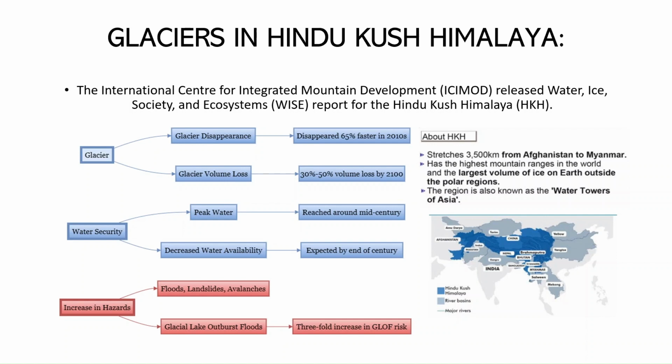declining. And also, the floods, landslides, avalanches, and the glacial lake outburst floods, or the GLOFs, are projected to increase in frequency and intensity over coming decades. And in fact, the risk of GLOFs is expected to triple across the Hindu-Kush Himalaya by the end of 21st century. If you know, the Hindu-Kush Himalaya stretches over 3,500 kilometers from Afghanistan to Myanmar and holds the largest volume of ice on Earth outside the polar region. It's often referred to as the water towers of Asia. So that's all about the Hindu-Kush mountain and the WISE report.